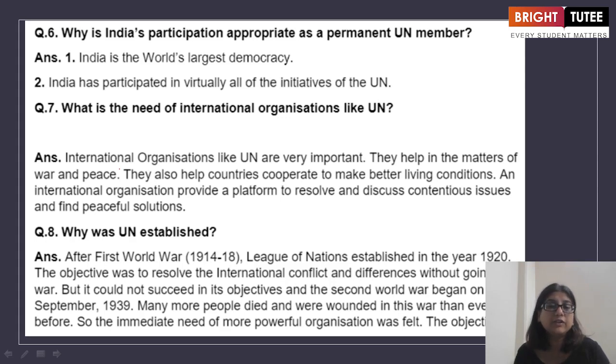And what is the need of an international organization like the United Nations? International organizations like the United Nations are very important. They help in the matters of war and peace. They also help countries cooperate to make better living conditions. An international organization provides a platform to discuss and resolve contentious issues and find peaceful solutions.